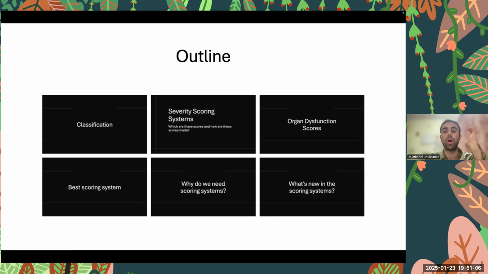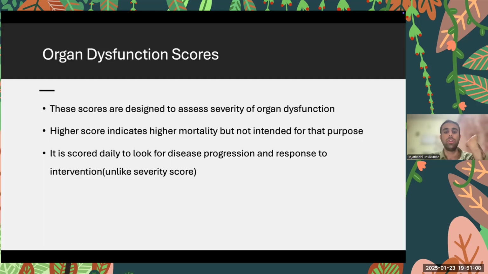Now let us jump to organ dysfunction scores. These are scores designed to assess the severity of organ dysfunction. We take each individual organ system and score accordingly how badly it has been injured. A higher score indicates higher mortality, but they were not designed for the purpose of predicting mortality, although higher scores do indicate higher mortality. Unlike severity scoring systems done at a single point, it is scored daily to look for disease progression and response to intervention.